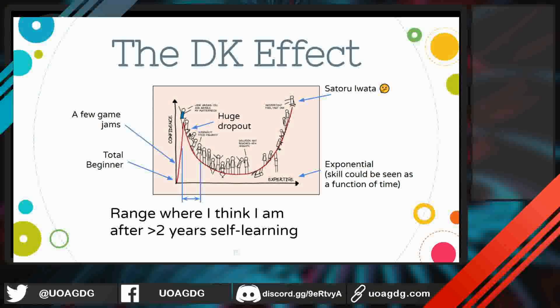That blue range is where I think I am after 2 years of self-learning. I started in 2018, mostly self-learning programming and stuff. And to be honest, I'm not even sure if I'm over the, I won't say the name, but basically it's confidence mountain. You have to overcome that and the huge drop if you want to get to where the good people are on the right side of the graph.